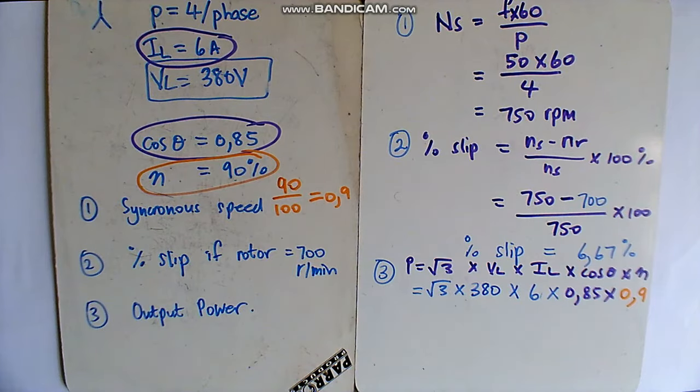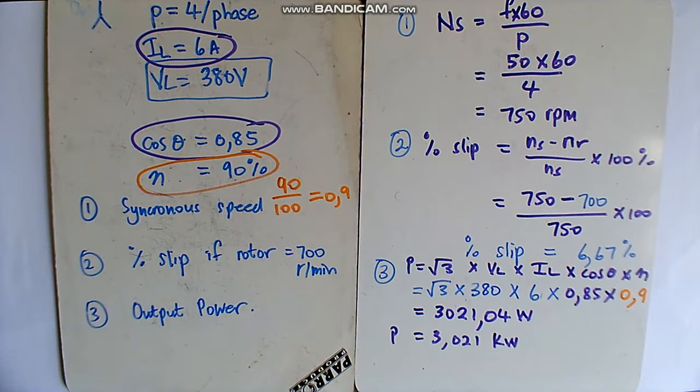Notice that the efficiency was 90%. 90 divided by 100 will give us 0.9. Right, and that will be our answer in watts. To convert it to kilowatts, divide by 1000, and that will be kilowatts. Right, and that's our questions on calculations.